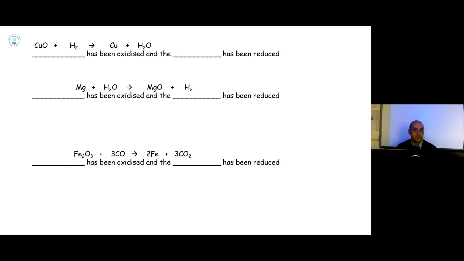So I look at the left-hand side of my equation, and I can see here, I'm going from copper oxide to copper. We've removed oxygen. Copper oxide is being reduced. The hydrogen is gaining oxygen, it's being oxidized. These are all reactions that take place, by the way. Here we can see the magnesium is being oxidized to magnesium oxide, and the water is being reduced to hydrogen.